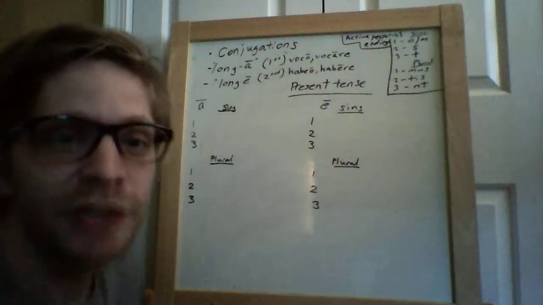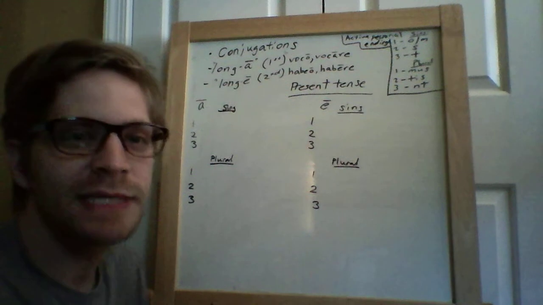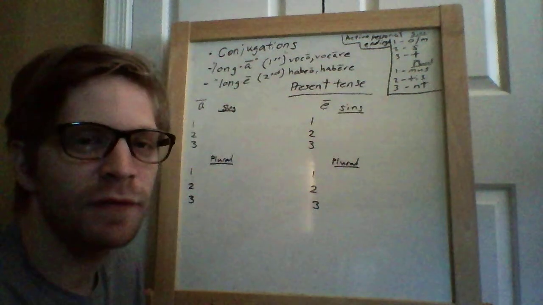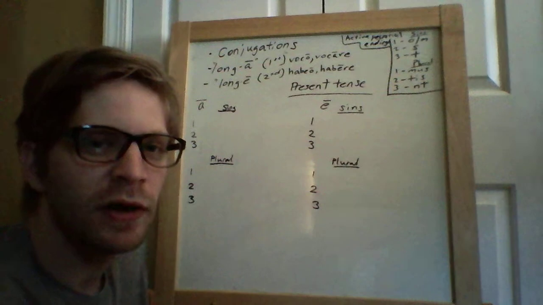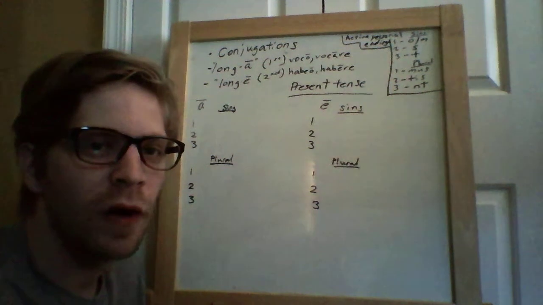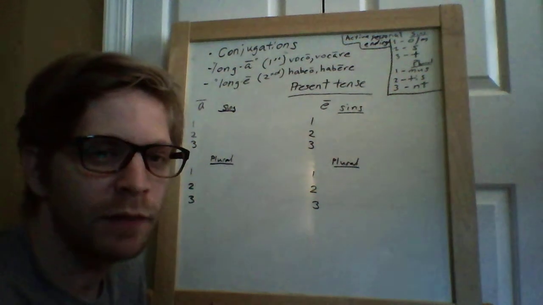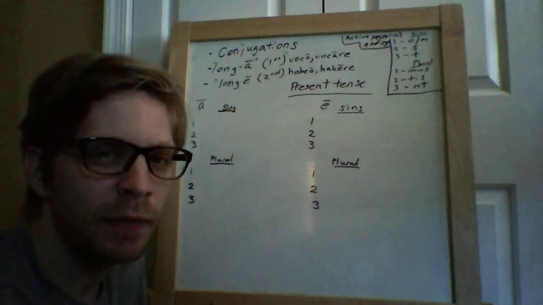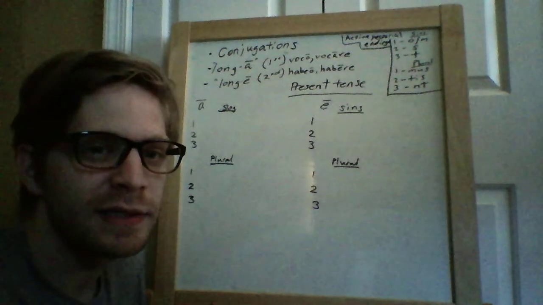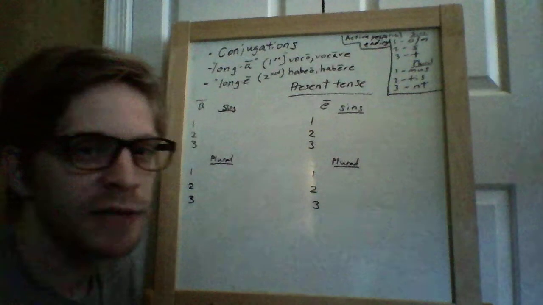Today we're going to talk about conjugating verbs in the present tense. As I said before, conjugations are the laying out of all of the particular verb forms in every person and number for a particular tense. So remember the terms that I'm talking about here.